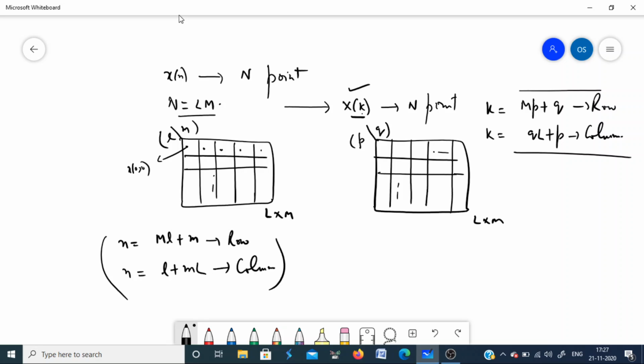So let us suppose that we use column wise mapping for the input and row wise mapping for the output. It means you store the input data in the column wise format: you fill the first column, then the second column, then the third column and so on. And when you store the DFT of this, we use a row wise mapping. It means you fill the first row, then the second row, then the third row. You will get the first element x0 here, then x1 here, then x2 here, x3 here and so on.